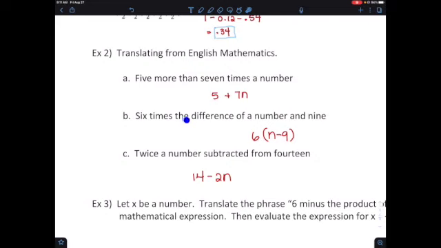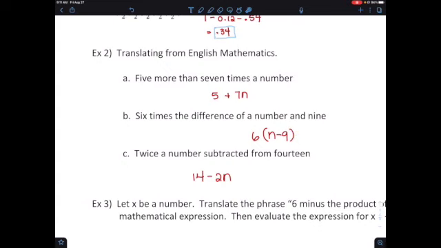Then B, 6 times the difference of a number and 9. If you're just looking at a number and 9 and not looking a little bit further back, you're going to get confused and put a plus sign. I have a number n and 9. What am I going to do with it? Difference of a number and 9. That's why I got my difference.